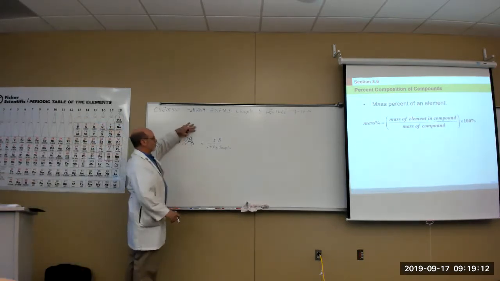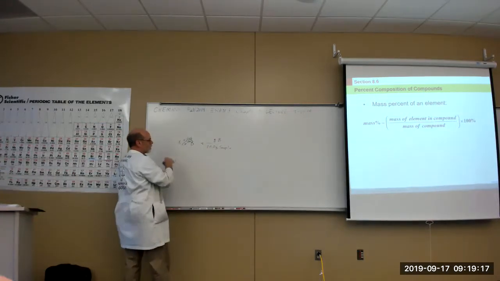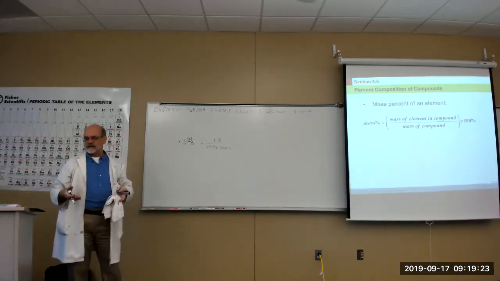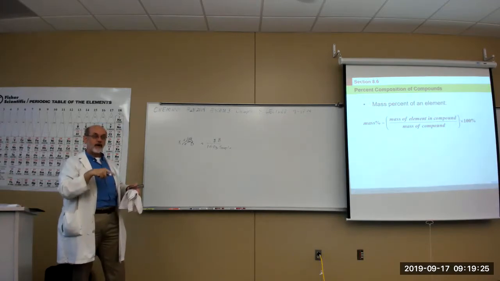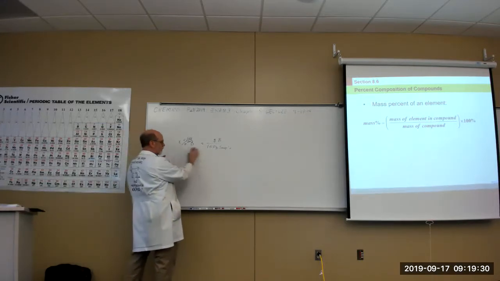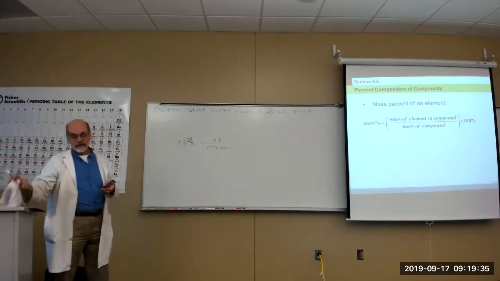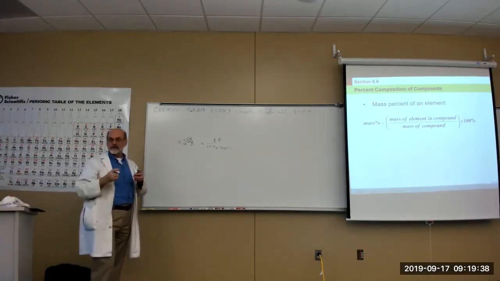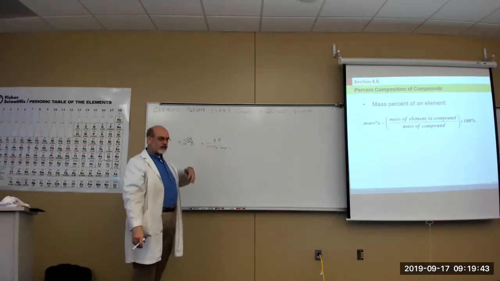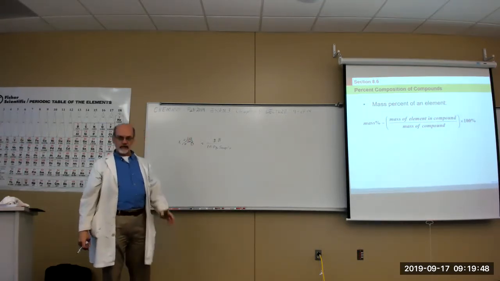Right. Let's say you don't know that. You've gone into the lab, and all you've done is a qualitative analysis. So you know that your compound has boron and fluorine, but you don't know how much. So then you do the analysis, and you come up with this percentage of boron and fluorine. You don't know the compound yet, you just know the percentage. Then you can use that percentage to find out what the actual formula is. That's what we're going to do next.